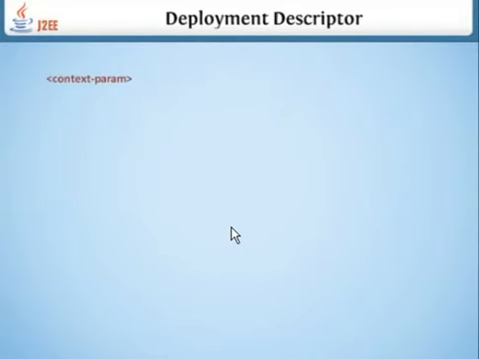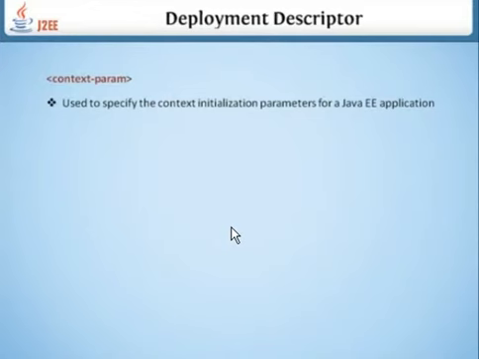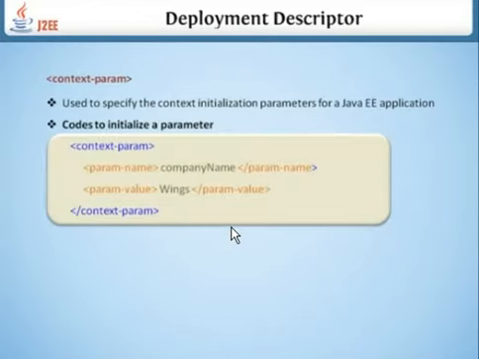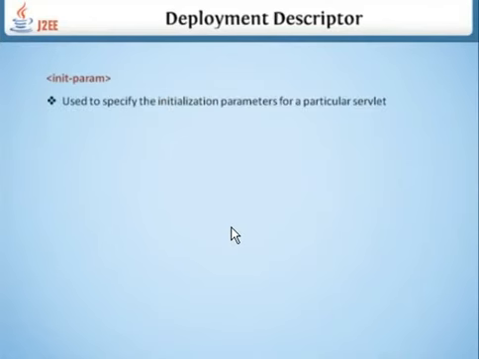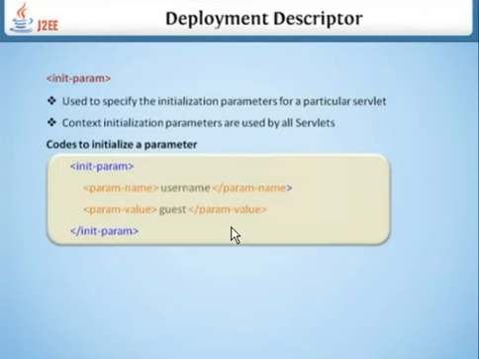Those kinds of information, and context parameter. It is used to specify the context initialization parameters for a Java EE application, like this. And init-param is used to specify the initialization parameters for a particular servlet. Context initialization parameters are used by all servlets. This is a context initialization parameter like this.